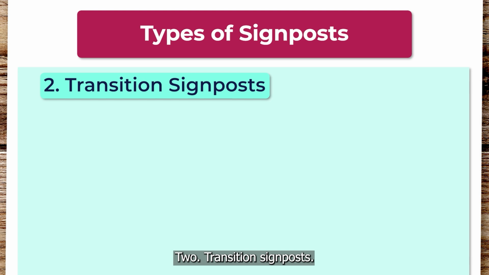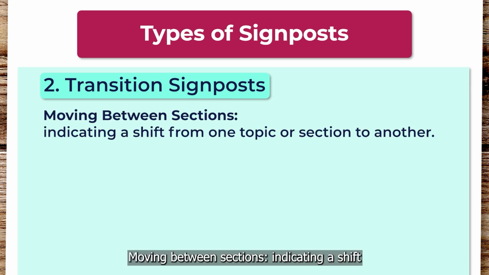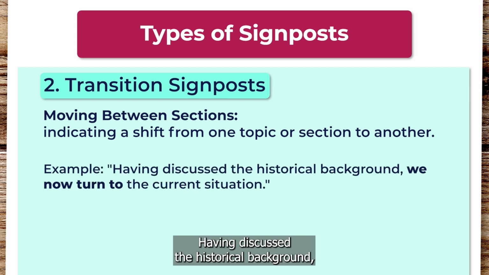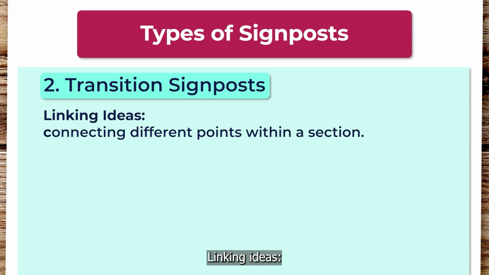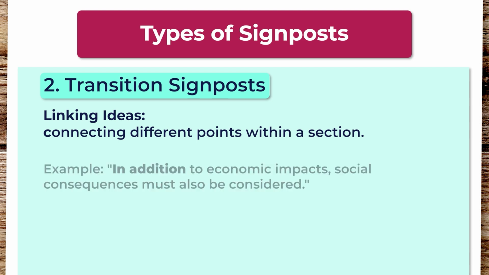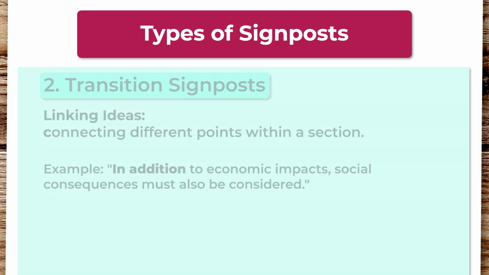2. Transition signposts. Moving between sections, indicating a shift from one topic or section to another. Example: having discussed the historical background, we now turn to the current situation. Linking ideas, connecting different points within a section. Example: in addition to economic impacts, social consequences must also be considered.